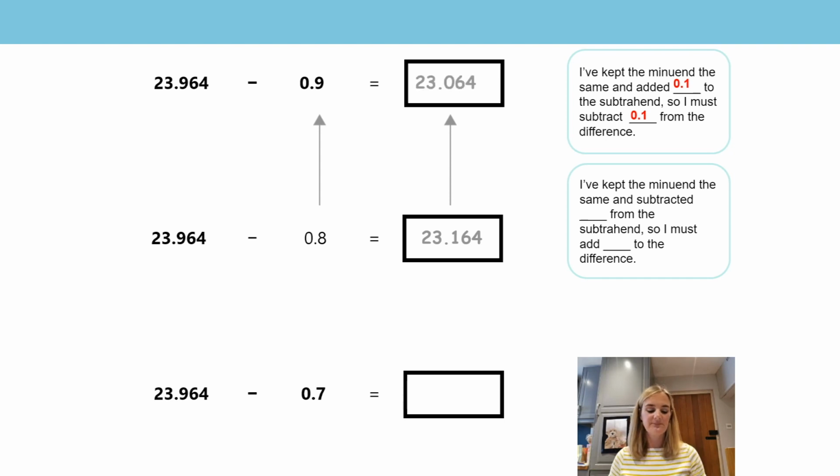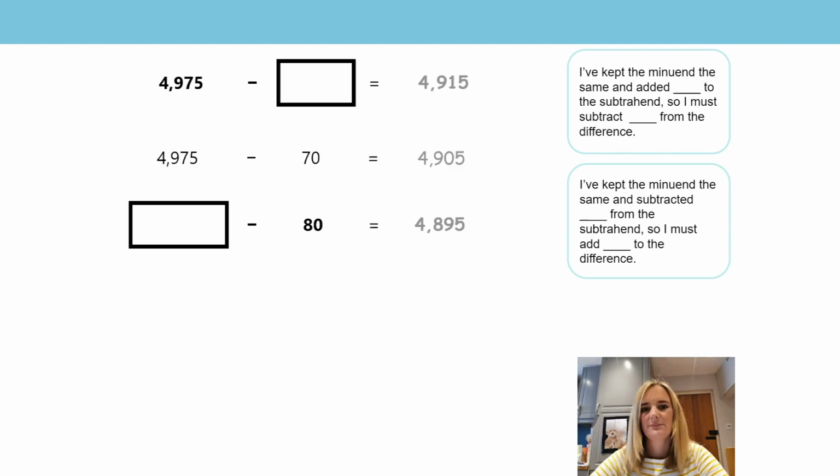And the other way around, what did you notice? You're right. This time my subtrahend has decreased, or I've subtracted 0.1 from the subtrahend. So I must add 0.1 to the difference. So this time again, we're adding 1/10. So it's only going to be changing this tenths column in this case. So 23.164 becomes 23.264. Okay, so my arrows have completely gone now.